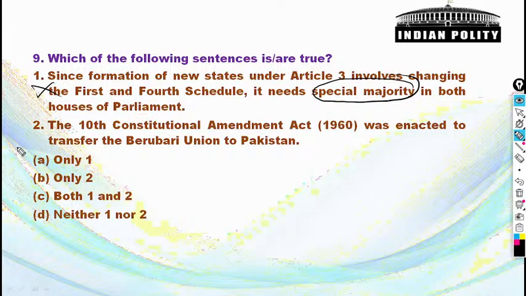The 10th constitutional amendment is enacted to transfer Berubari Union to Pakistan. Okay.